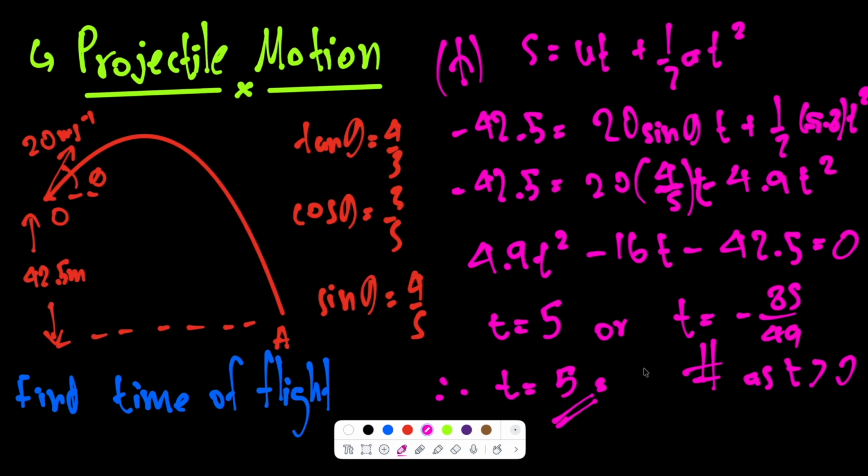So here's another problem that I did. In this question we are asked to find the time of flight. I considered the vertical component of velocity and displacement, and I took the positive direction to be upwards. I used s equals ut plus half at squared, and I substituted the displacement, velocity and acceleration values. I got a quadratic, and I ended up with t equals 5 or t equals minus 85 over 49. Since time cannot be negative, we are left with t equals 5, which is our final answer for the time of flight.